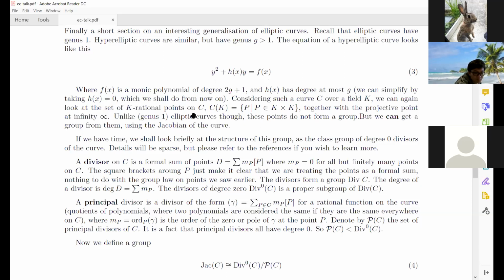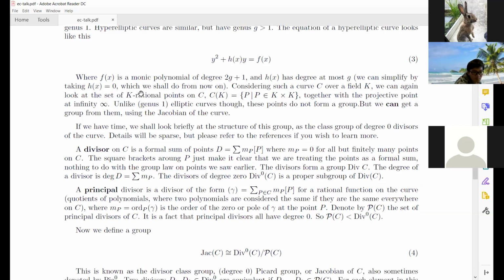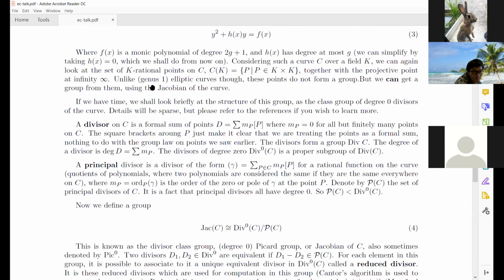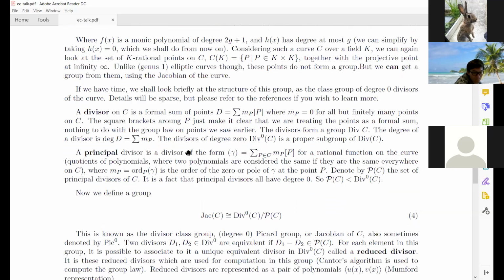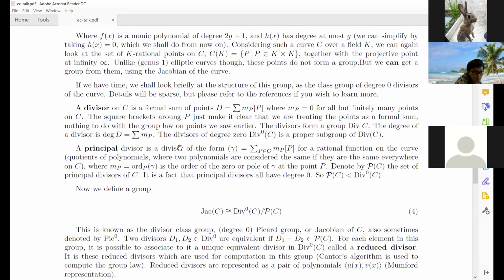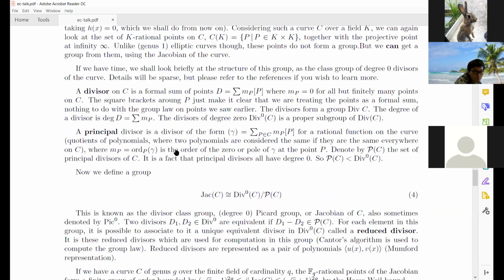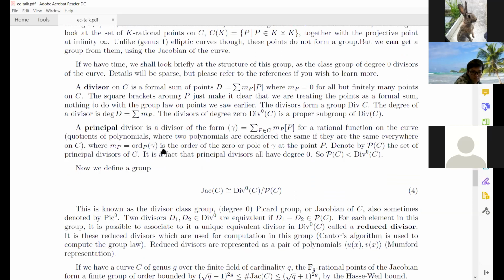Don't worry if you don't know what a Jacobian is. It's not too important what the details are, but I just want to show a little bit of the theory behind it to give people an idea of where generalizations of elliptic curves can come into cryptography. So yeah, we'll define quickly some things which might look a little bit scary at first, but hopefully if you haven't seen them before, they're not too complicated.